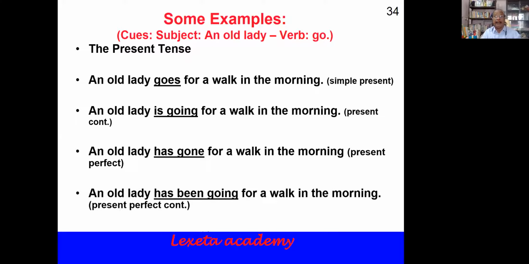An old lady goes for a walk in the morning. The negative: an old lady does not go for a walk in the morning. An old lady is going for a walk in the morning. Negative: an old lady is not going for a walk in the morning. An old lady has gone for a walk in the morning. Negative: an old lady has not gone, or hasn't gone, for a walk in the morning. An old lady has been going for a walk in the morning. Positive. The negative is an old lady hasn't been or has not been going for a walk in the morning.